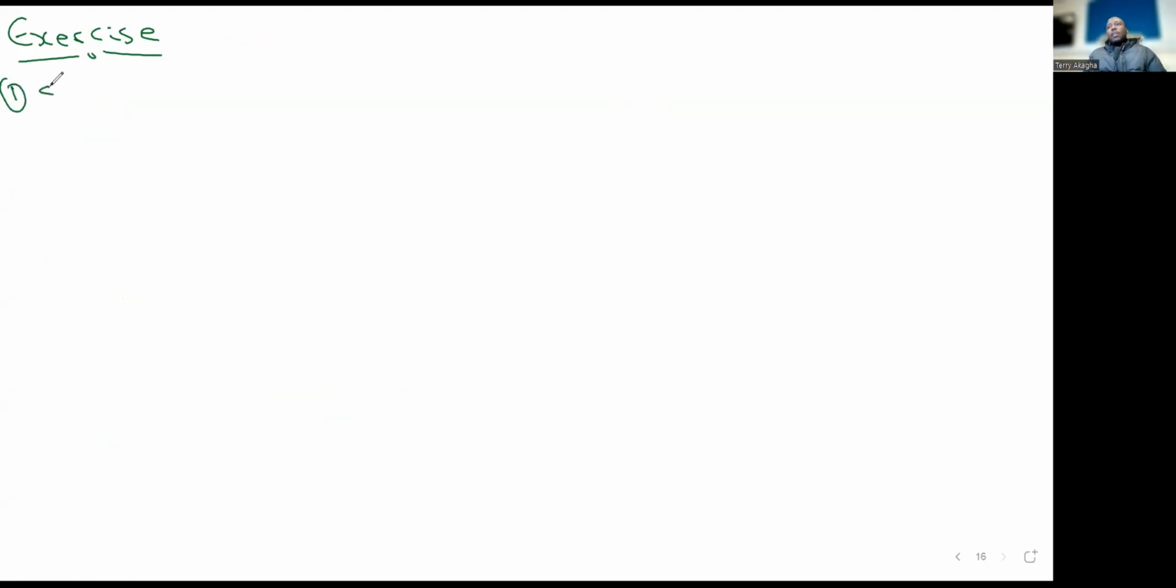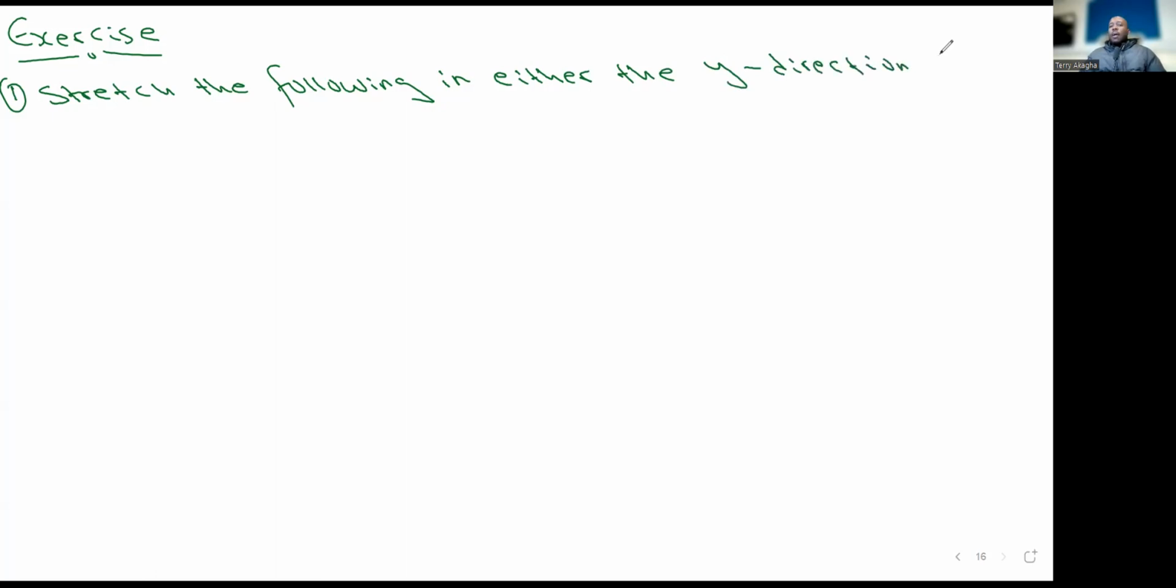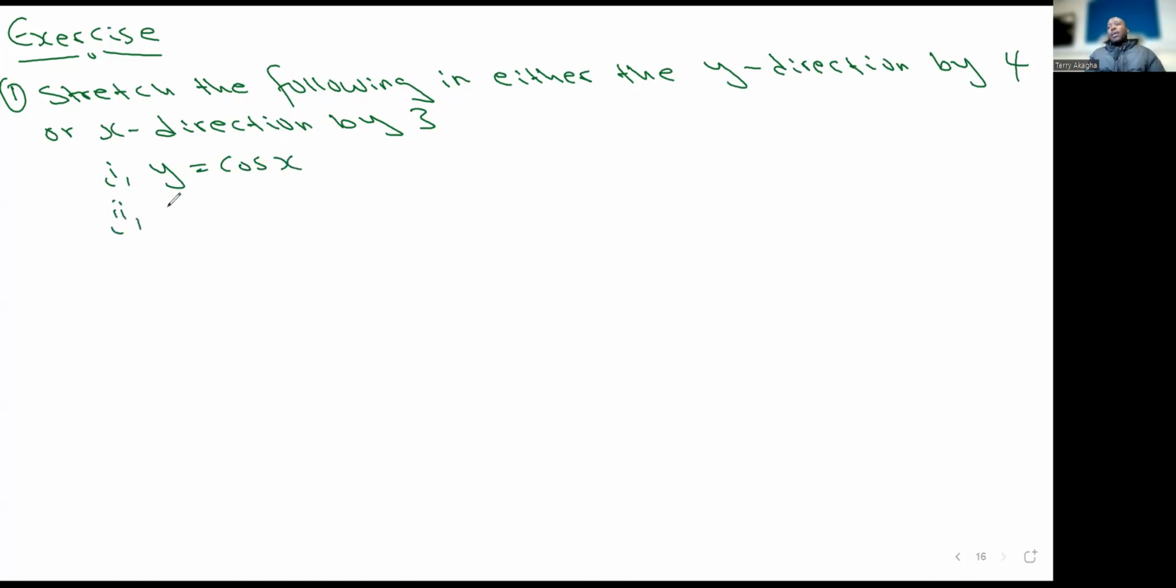So number 1, the question said they want you to stretch the following in either the y direction by 4, or x direction by 3. So we have y is equal to cos x, and we have y is equal to x squared plus 5x. What they want you to do is that for y equals cos x, stretch it in the y direction. Then after you're done with that, come back to it again and stretch it in the x direction. All right, so you do the same thing for question 1 and question 2.